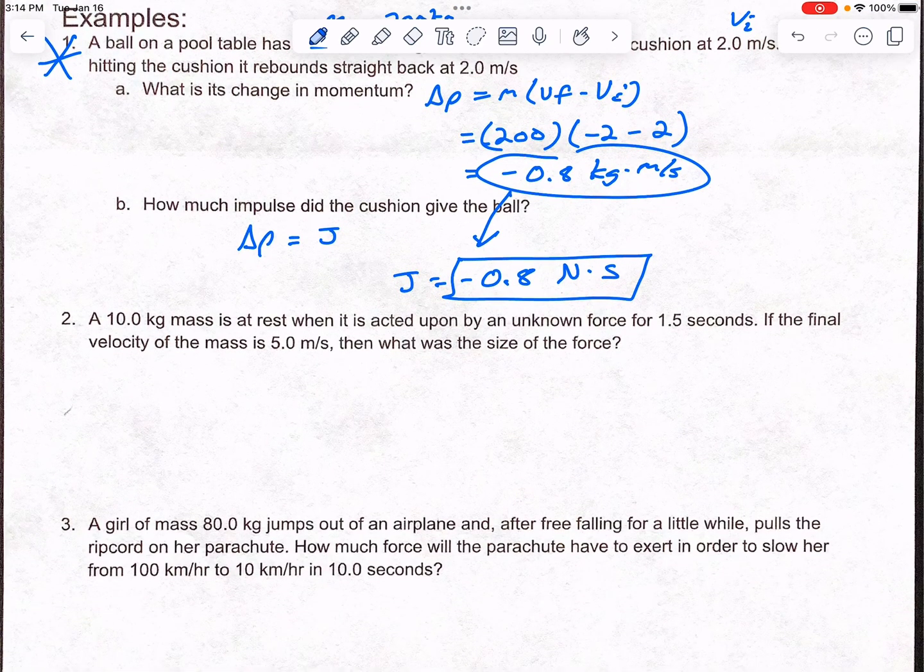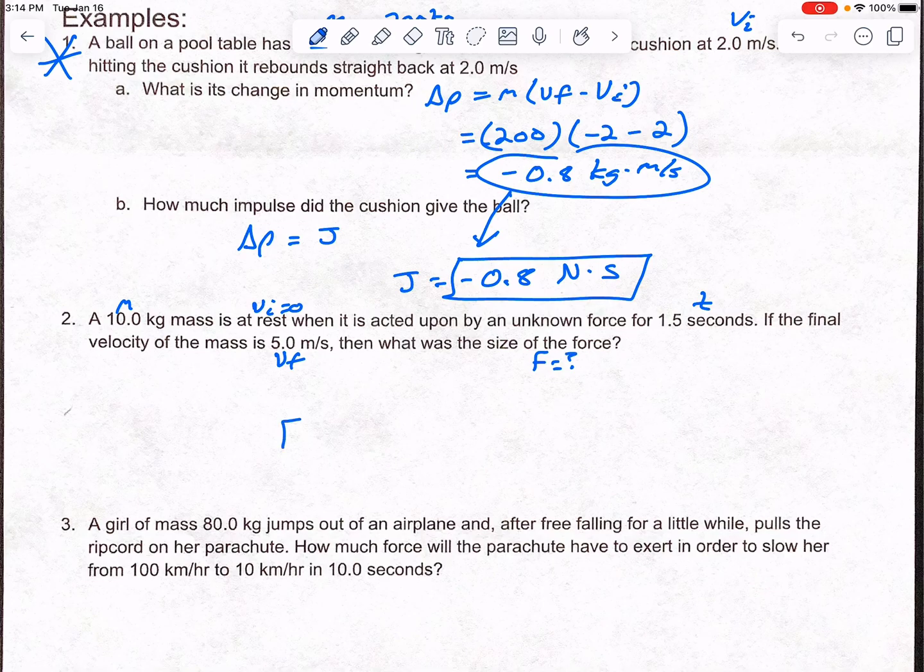Number 2, a 10 kilogram mass is at rest. So here's your mass. Your VI is 0. It's acted upon by an unknown force for 1.5 seconds, there's your time. If the final velocity of the mass is 5 meters per second, there's VF. What is the size of the force? That means you're looking for F.